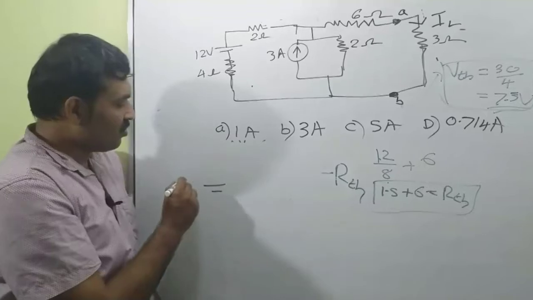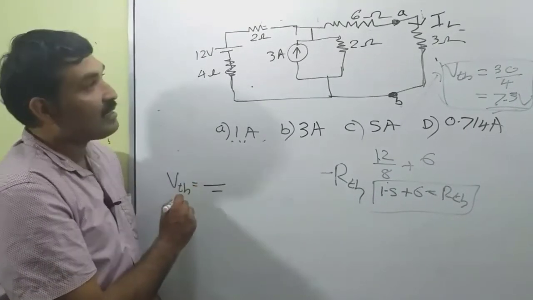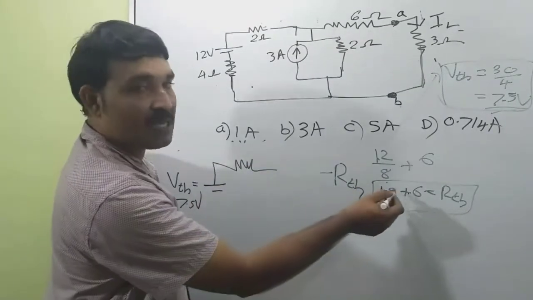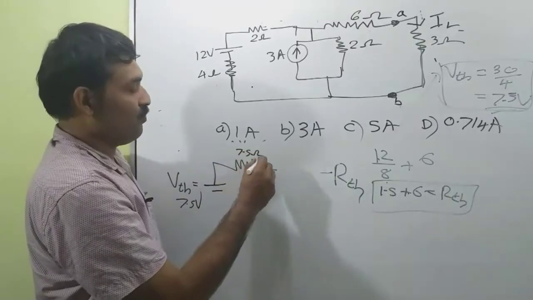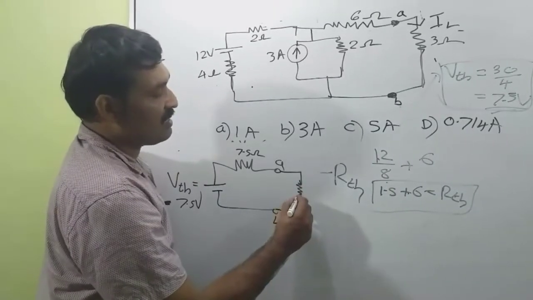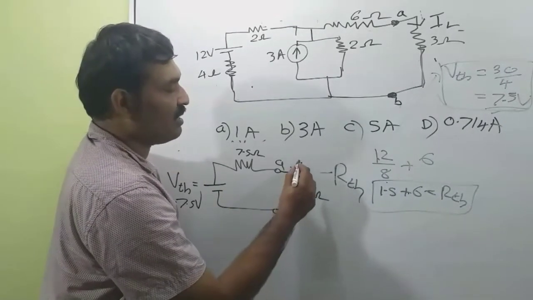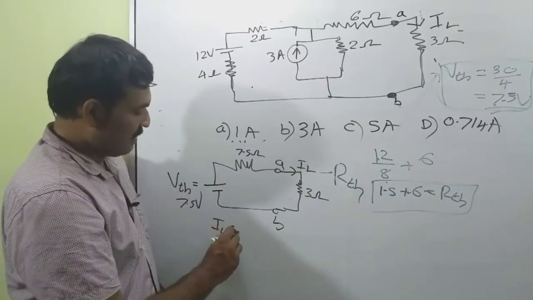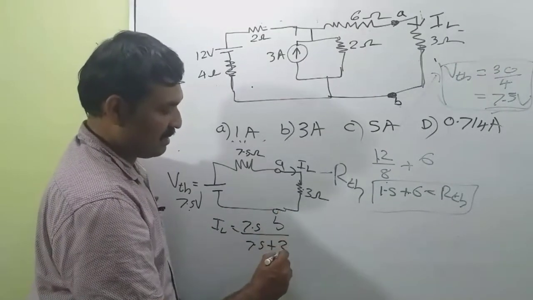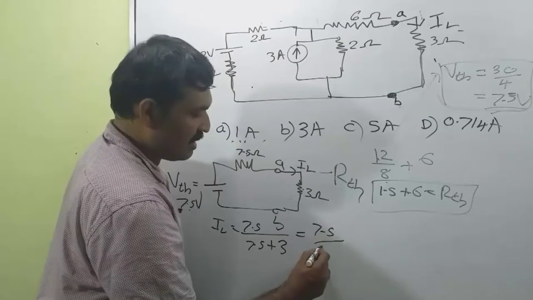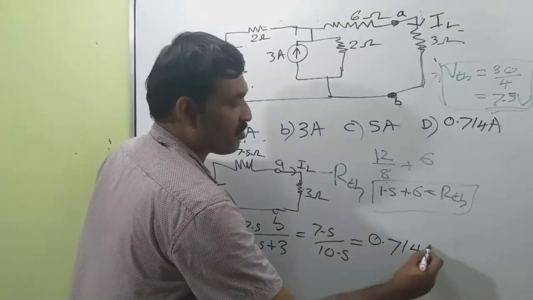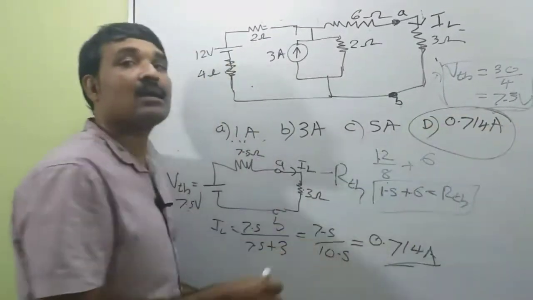So we get an equivalent circuit whose voltage is equal to the Thevenin's equivalent voltage, that is 7.5 volt, in series with RTH, which is 6 plus 1.5, that is 7.5 ohm. Now we can connect the load across this terminal AB. Load is 3 ohm. So we want to find the current IL. So IL is equal to 7.5 divided by 7.5 plus 3, that is 7.5 divided by 10.5, that is 0.714 ampere. So D is the correct option.